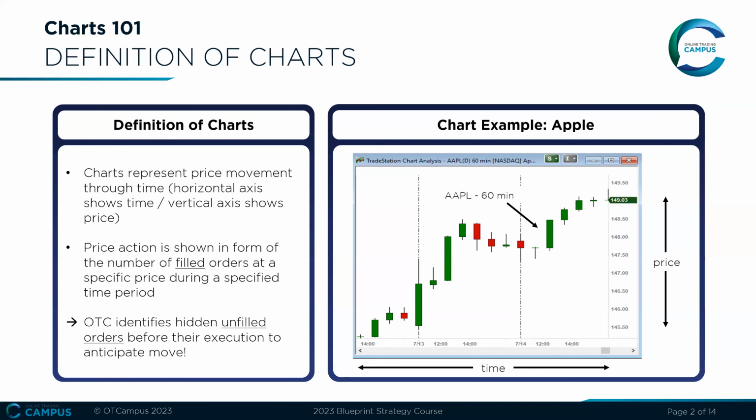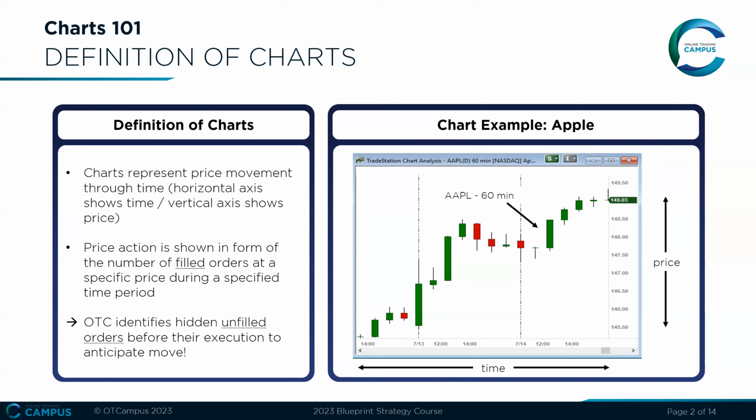How price moves through time is presented to us in the form of individual vertical candles. And these vertical candles display where price traveled to in that specific time period. So in other words, candlesticks represent transactions that have taken place in the marketplace. They represent orders that have been filled. And the only way for price to move is if orders are being constantly filled.